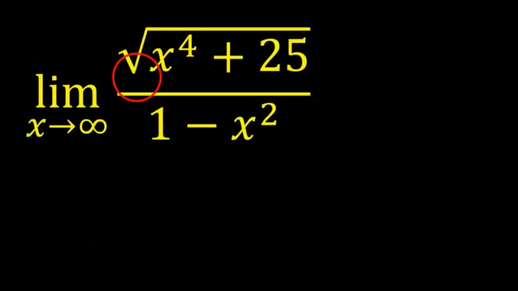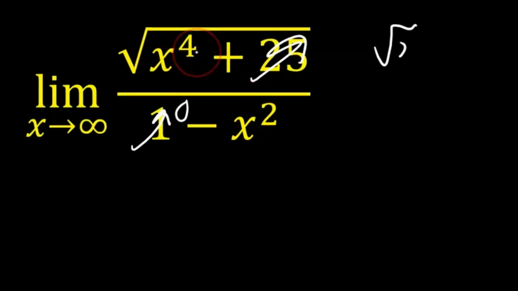Next one here, the limit as x goes to infinity of the square root of x to the fourth plus 25, divided by 1 minus x squared. Now, we'll do the same thing here. This term becomes negligibly small, so we just ignore it when x becomes large. Same thing in the denominator: the 1 becomes negligibly small and x squared becomes very large. So it's just like we're doing the square root of x to the fourth divided by x squared.